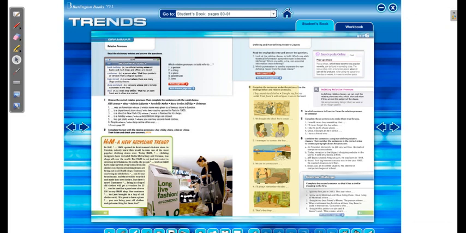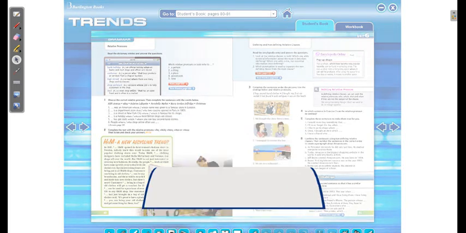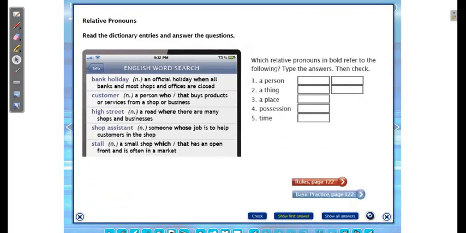Yes, now we're going to start talking about the grammar in Unit 6. The grammar in Unit 6 is relative pronouns. So please let's check the grammar first, and then we'll be doing some exercises. Relative pronouns. We're going to read these dictionary entries and answer the questions. Then we'll talk about the rules.